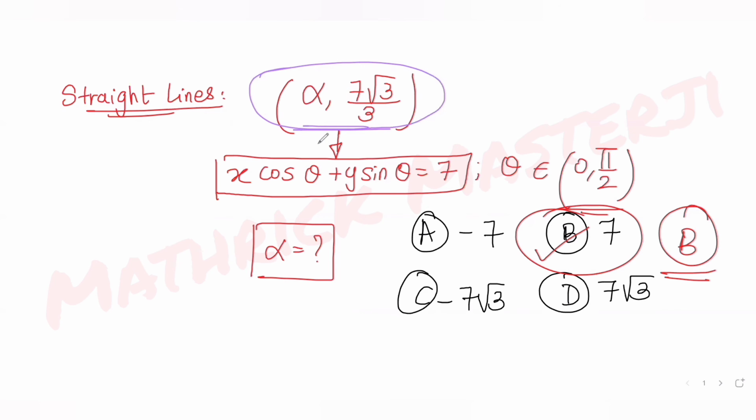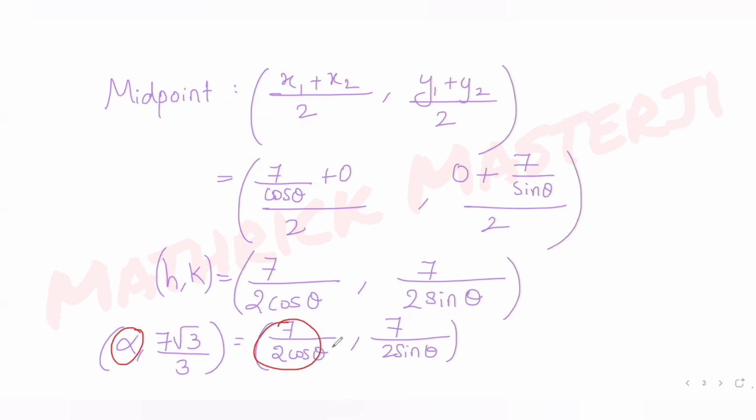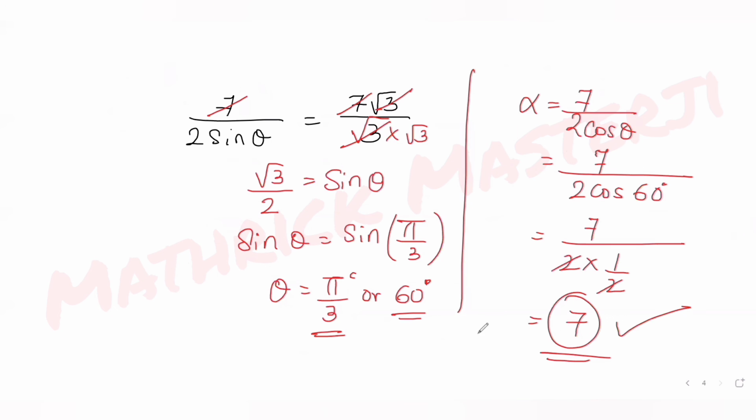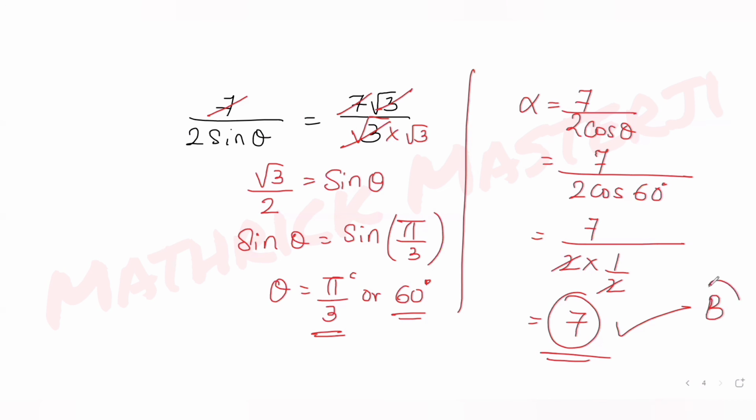I hope you have understood how to solve this type of question which deals with the concepts of straight lines. So we were asked that point alpha comma 7 root 3 over 3 lies on the curve which is traced by the midpoints of the line segments of the lines whose equation is given by this. So we first figured out the x-intercept and y-intercept that gave us the two coordinates A and B. Then by using the midpoint formula, we found the midpoint coordinates h comma k and equated that with alpha comma 7 root 3 over 3. So we equated the y coordinates to get the value of theta, and that gave us theta as 60 degrees or pi by 3 radians. Once we got that, we equated the x coordinates, alpha and 7 over 2 cos theta. That gave me the value of alpha as 7, which matches with option B. So B becomes the correct answer for the question given to us.